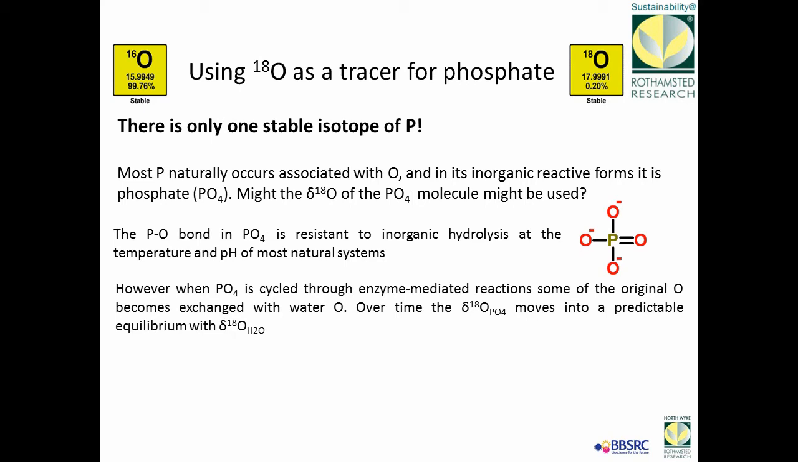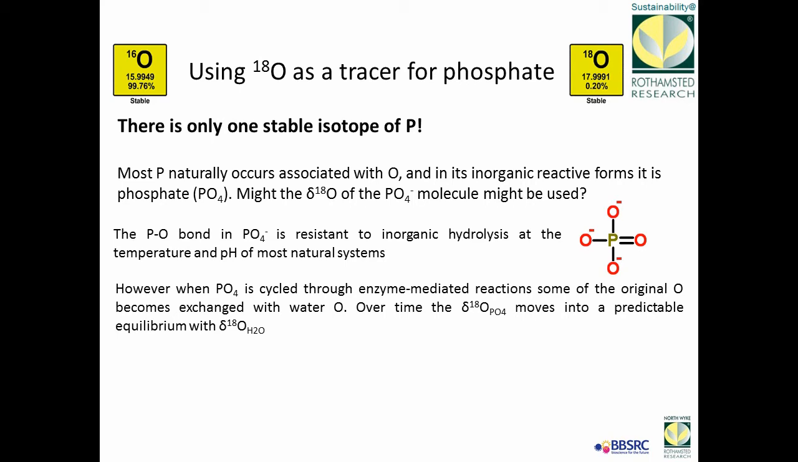So, again, that sounds great, but we only have one stable isotope of phosphorus, so we can't have a ratio. But as you just saw, most P naturally occurs associated with oxygen, in that inorganic form as phosphate, which has 4 oxygens. Fortunately, oxygen does have a couple of stable isotopes we can use.